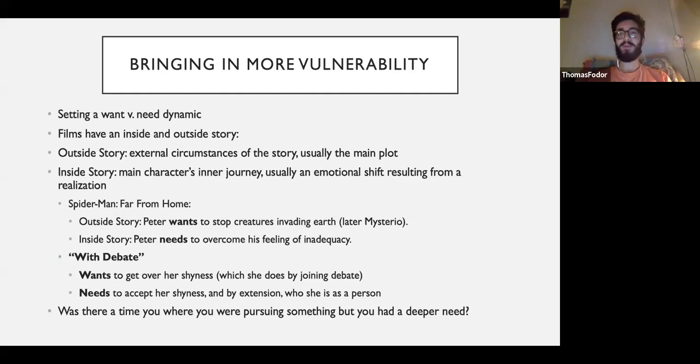But the outside story of Spider-Man: Far From Home is that Peter wants to stop these creatures invading Earth, and later he needs to stop Mysterio from fooling Earth into being ruled by him, or whatever his plan was exactly. So that's the external conflict. That's the outside story. But the inside story, and what the entire movie is really about, is Peter needs to overcome his feelings of inadequacy.